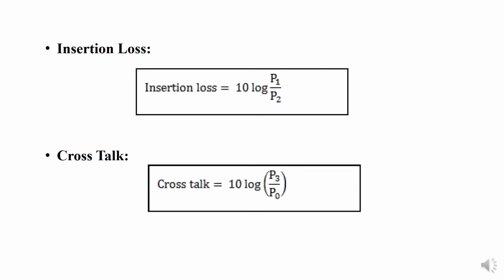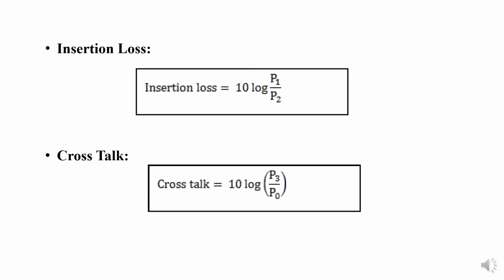So here we have taken insertion loss of 10 log of P1 by P2, considering P1 as the input port and P2 as the output port. Second, if I'm considering P2 as input and P3 as output, we can write insertion loss as 10 log of P2 by P3. One more performance parameter we can see is return loss or crosstalk.